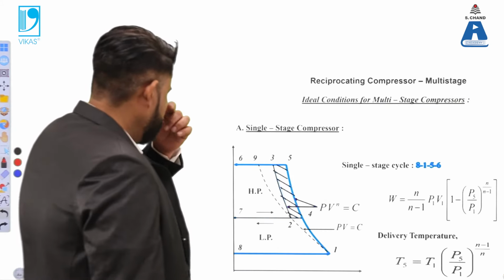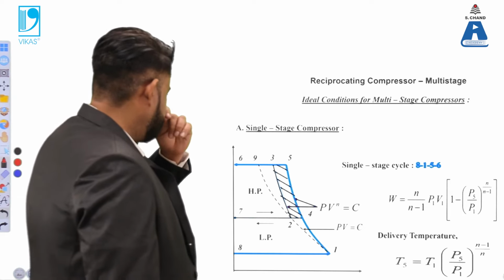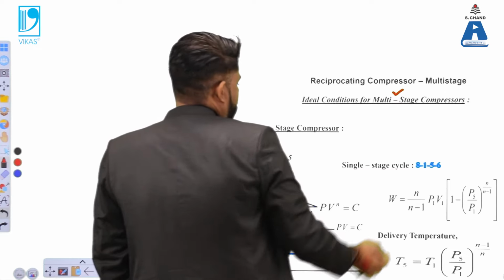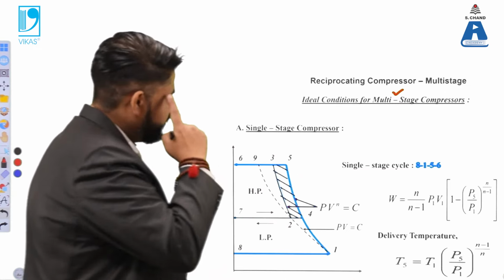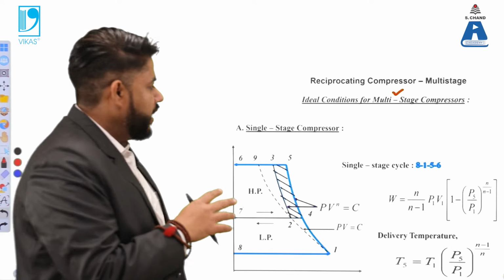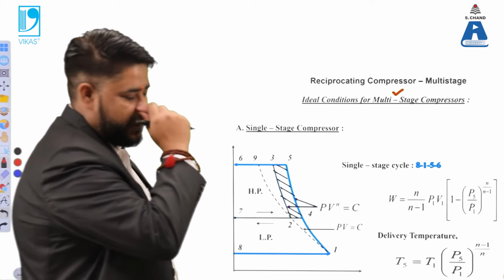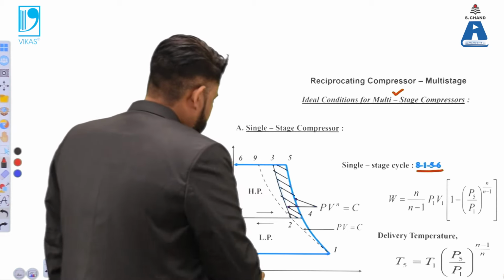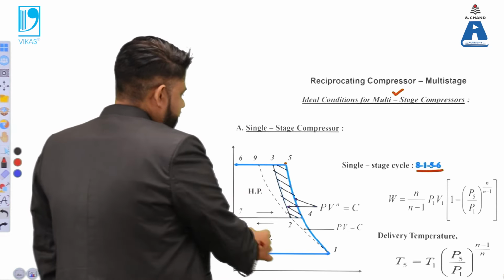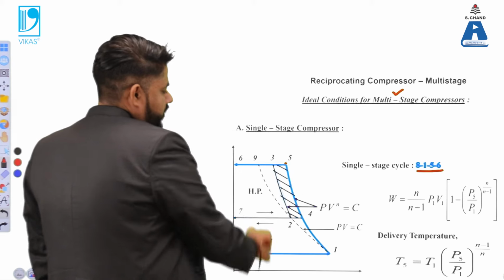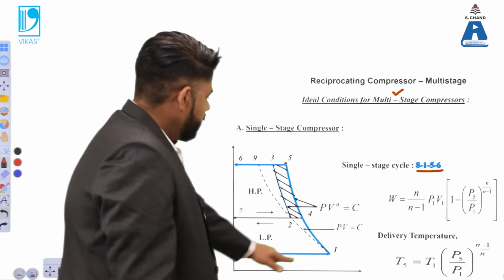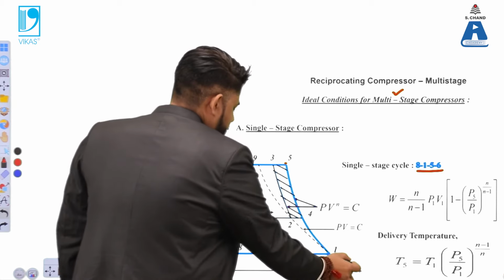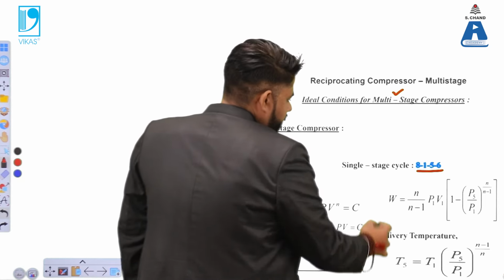Now we will come to the derivation part. Whenever there is a multi-stage compressor, it means that we are moving from one stage to another, and it has n number of stages. We would be interested in 8156, which is the total area being covered. This diagram is a PV diagram, and we would be interested in finding out the work done.